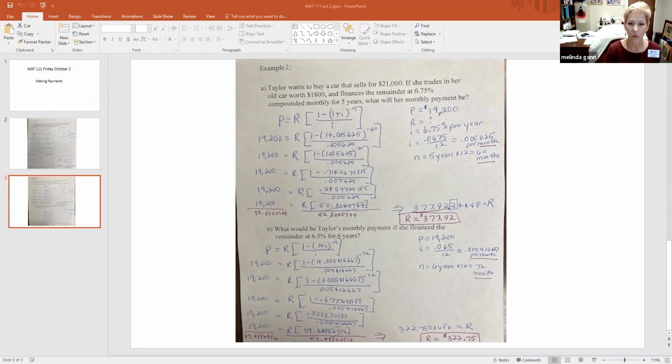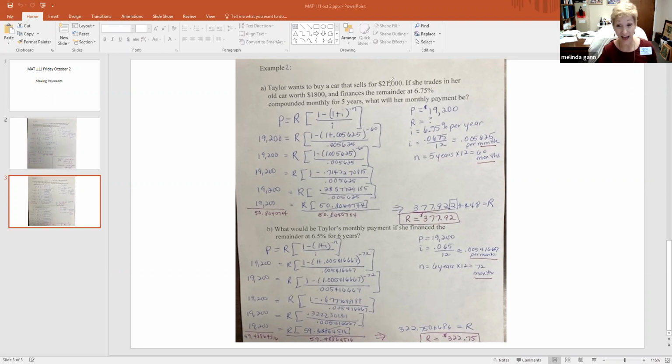Now, where in the world did I get $19,200? I thought the car cost $21,000. But remember, she's trading this in. So they're going to take this amount off of that amount. So when I said the car cost $21,000, I subtracted the $1,800 that they're giving her for her car. So that's where I got $19,200.